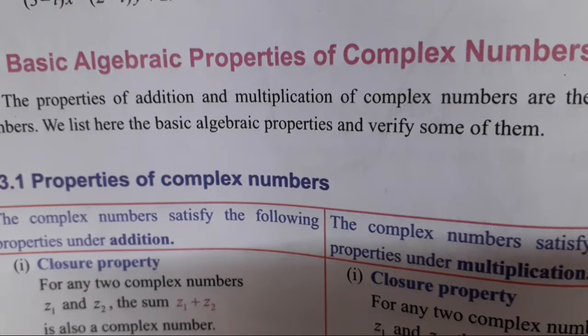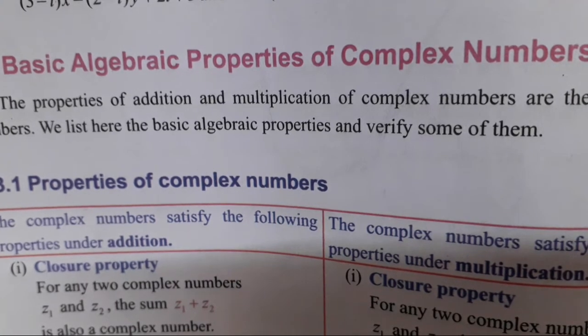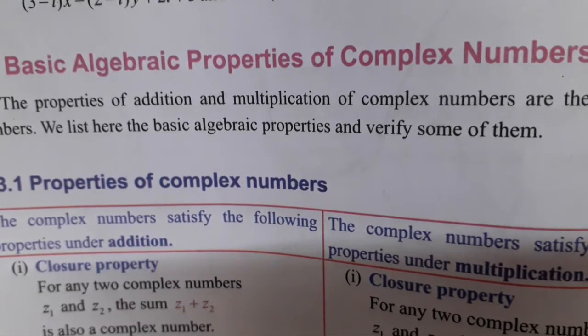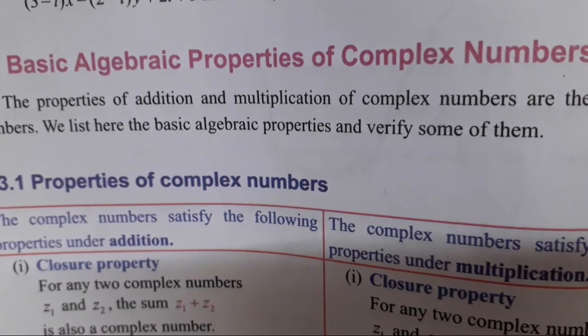We learned the addition and subtraction of complex numbers as well as multiplication of two complex numbers, that is (a + ib) into (a - ib). How to multiply, how to add. The real part is added with the real part, the imaginary part is added with the imaginary part. Similarly, if you multiply two complex numbers, we separate the real part and the imaginary part.